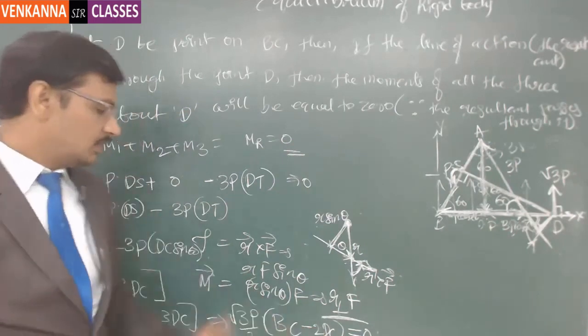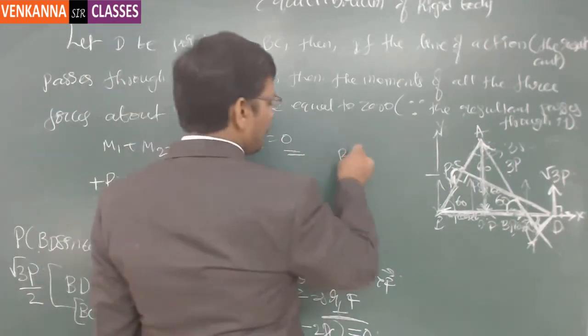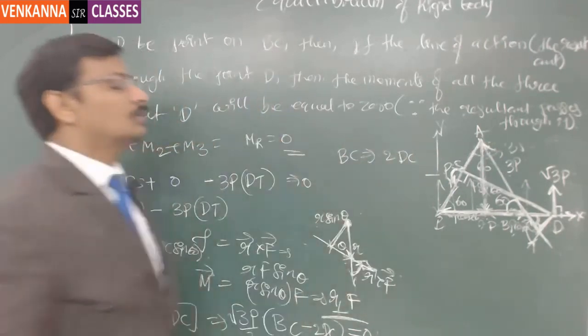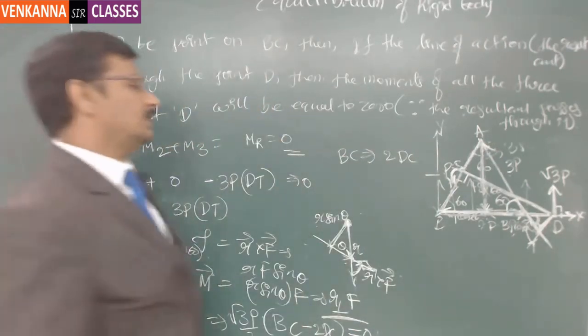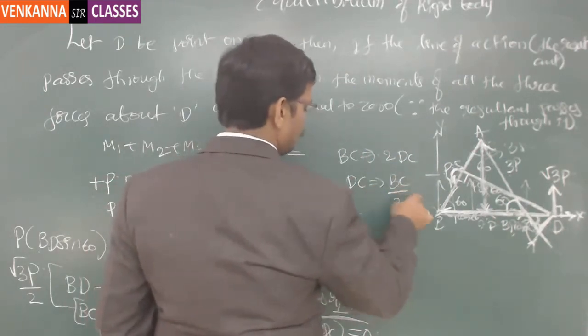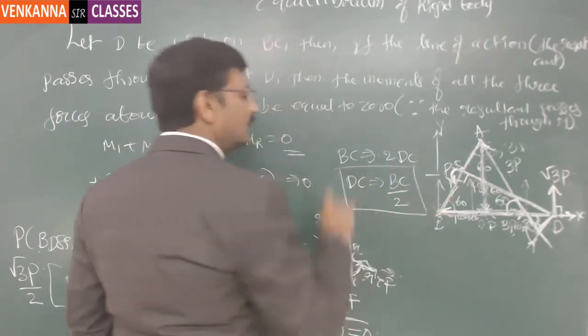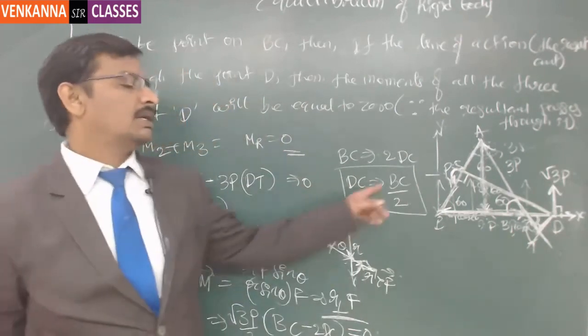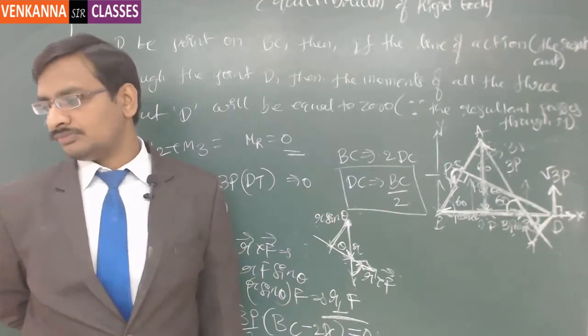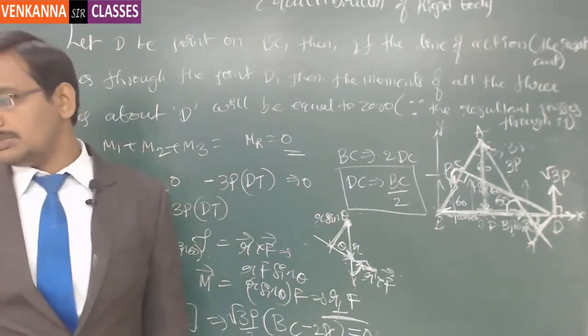Now if this is equal to 0, BC equals 2 times DC. BC equals 2 times DC. That means DC is equal to BC by 2. So this is at a distance of DC, which is given by BC by 2. Got it? Understood?